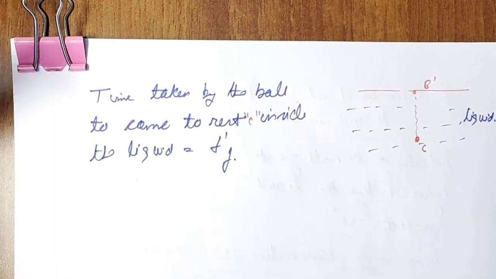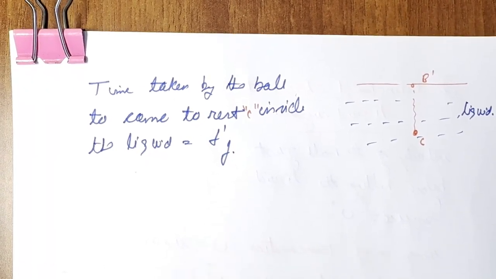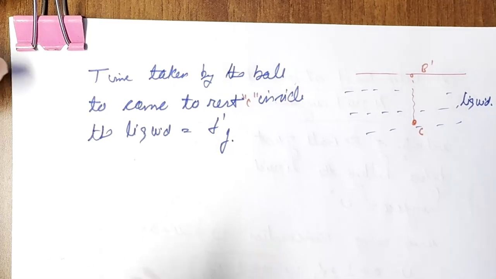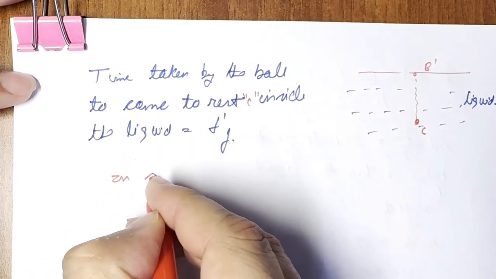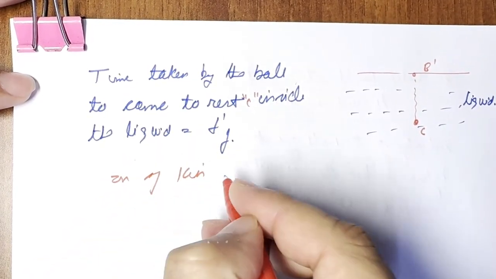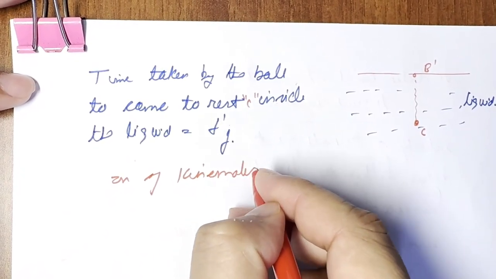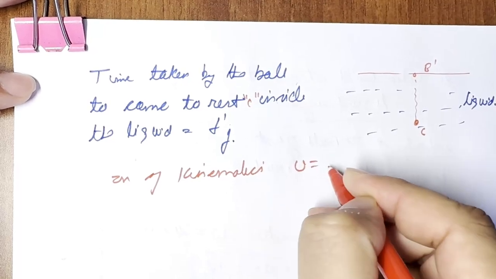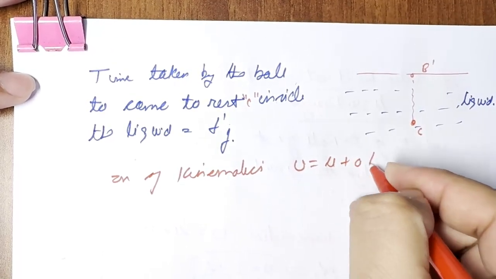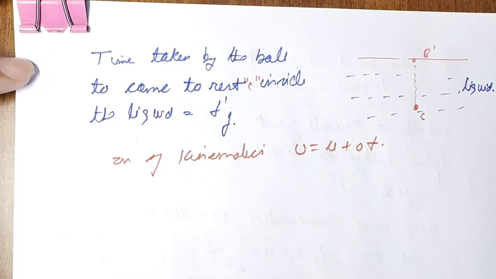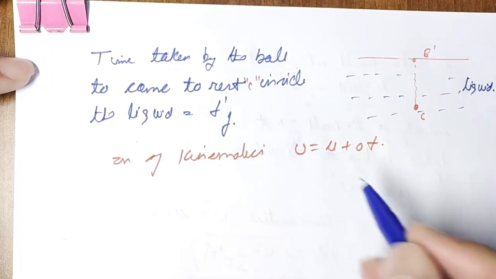Once again we are going to use the equation of kinematics, V is equal to U plus AT. Now in this case the final velocity will be equal to 0.